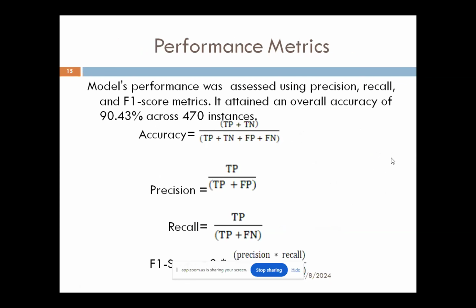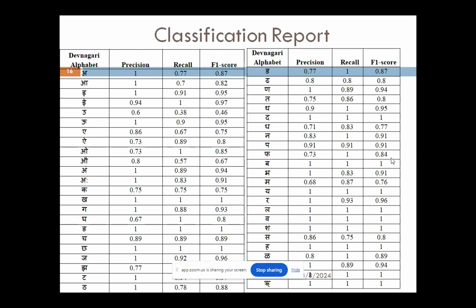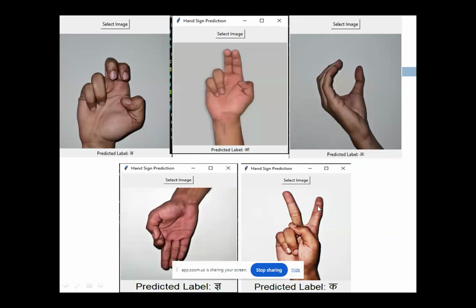These are the performance metrics which we have used. We got a total of 90.43% accuracy on 470 instances, meaning we have used 80% of the data for training and 20% for testing. These are the classification reports for each alphabet. Then these are samples of each character. Suppose this is the image of alphabet A, then the predicted label will be A. Like this, for the image of A in different lighting conditions, the system still gives the correct output.